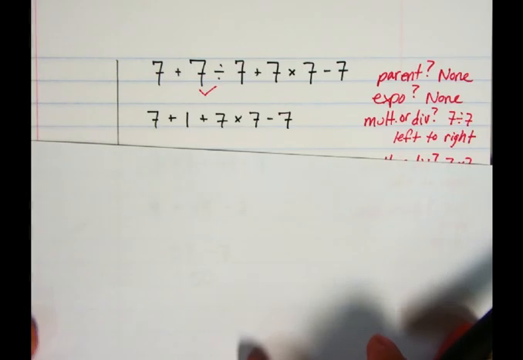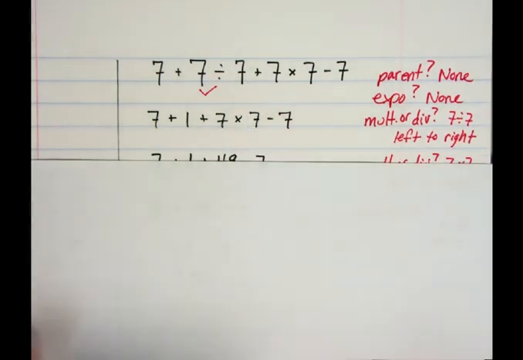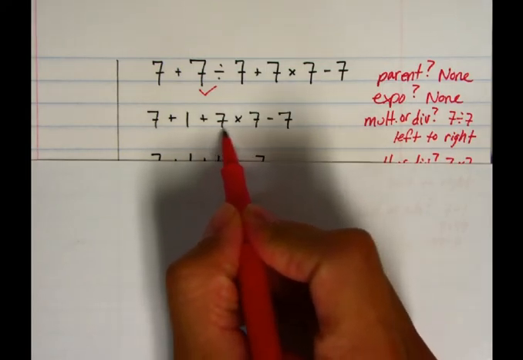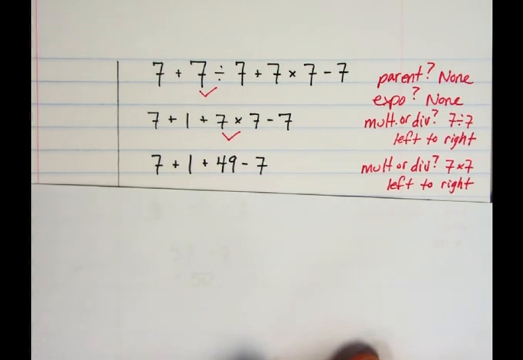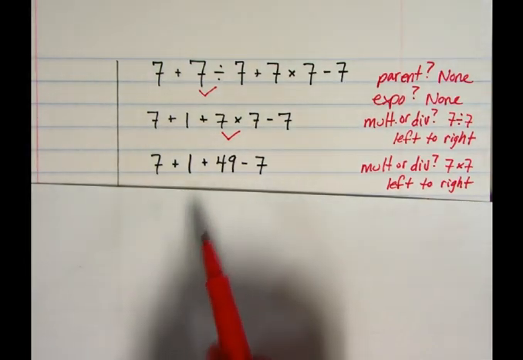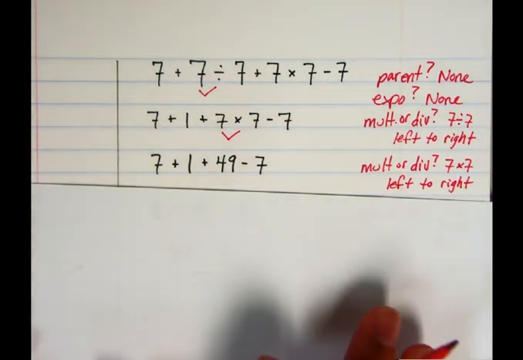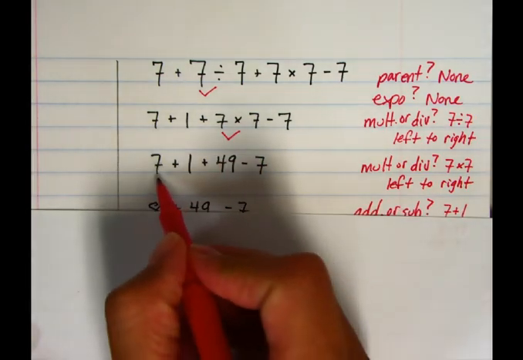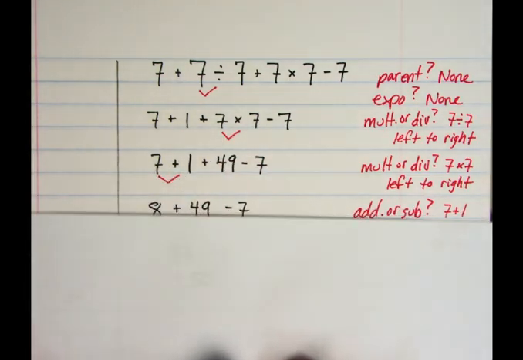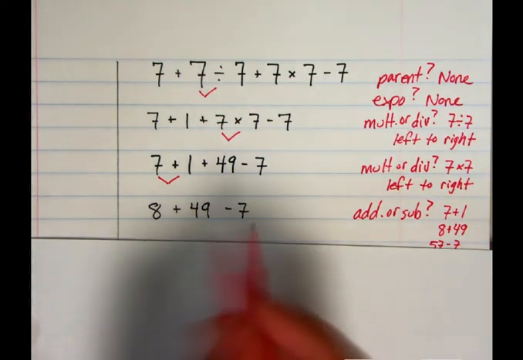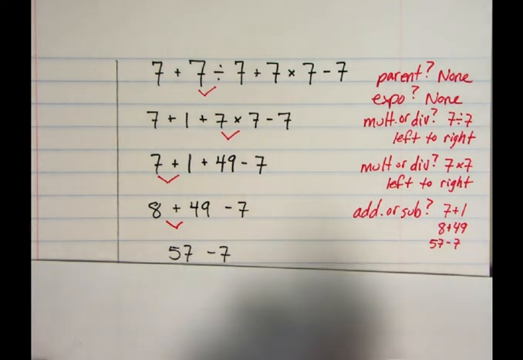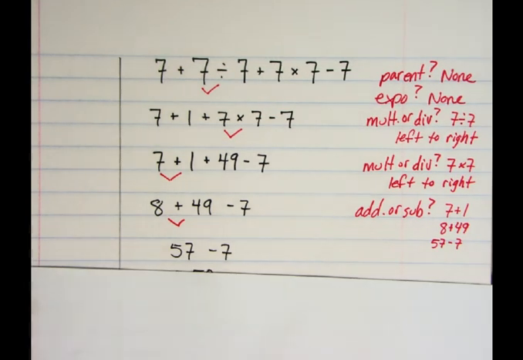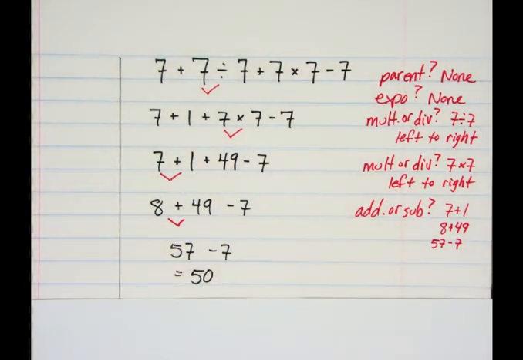Next would be your multiplication. So multiplication, that shows up right here. And so I need to do that next. Before I do any addition or subtraction, I'm going to multiply 7 times 7, which gives us 49. Now, I'm going to say, okay, done with multiplication and division, but I do have addition and subtraction left. So I'm going to go ahead and add first. So 7 plus 1, that gives me my 8. And I still need to add some more before I subtract. 8 plus 49 gives us our 57. And finally, you would subtract. 57 minus 7 gives us 50 as your final answer.